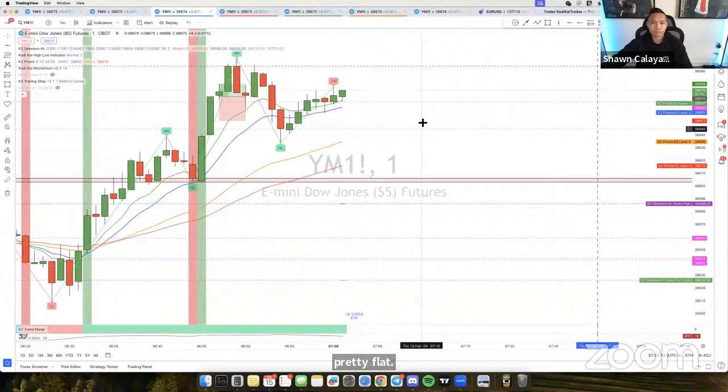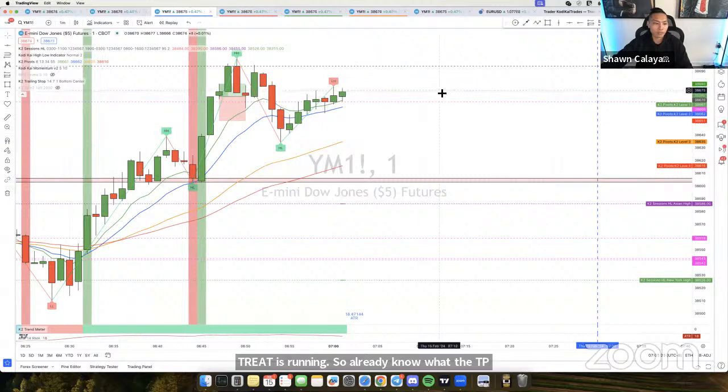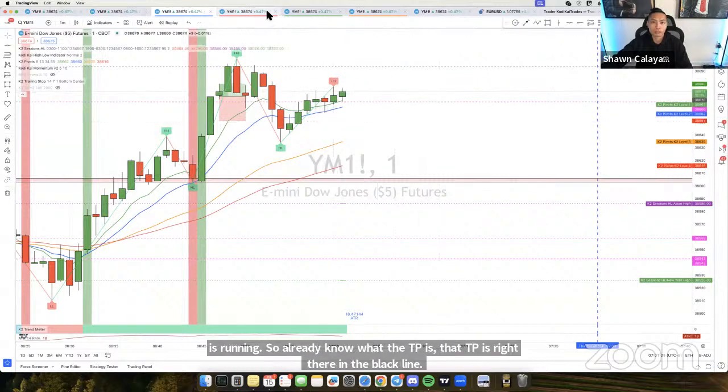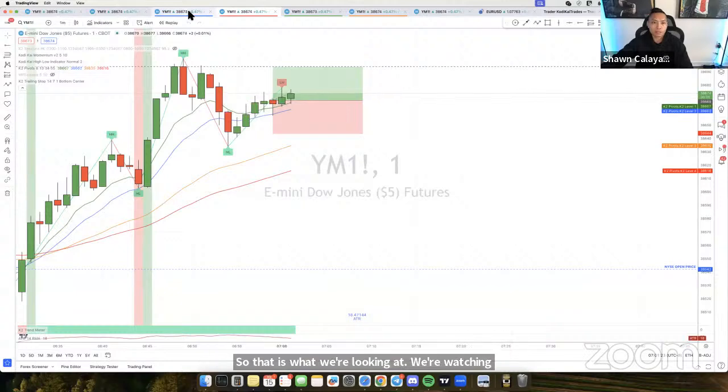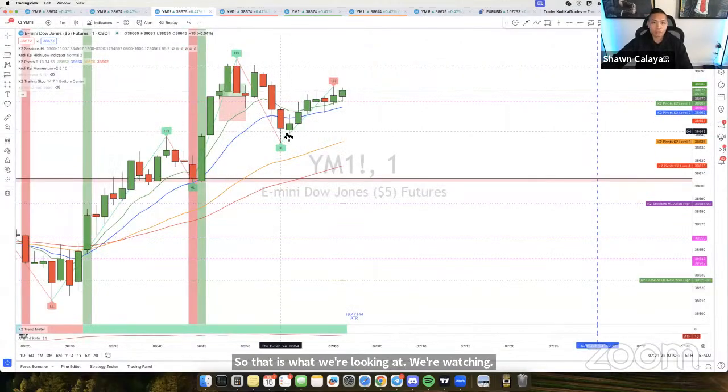Trade is running. So we already know what the TP is at. TP is right there at the black line. So that is what we're looking at, what we're watching. But there's no other entries here. So for this low right here, there's no V1 pattern.